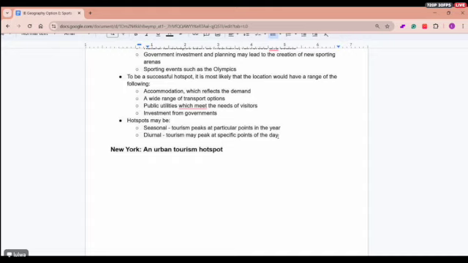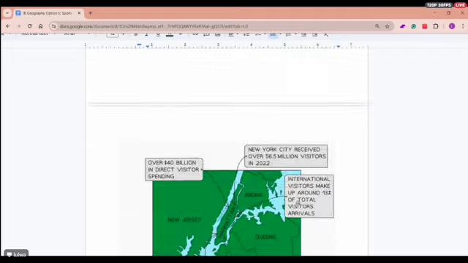tourism peaks at particular times of the year, or diurnal, which means tourism may peak at specific points of the day. For example, if you go to Ibiza, Ibiza has really good nightclubs. So tourism will peak at nighttime so that people can go out and party. But then in the daytime, while everyone's hungover and sleeping, you have a different issue. That's the diurnal difference.